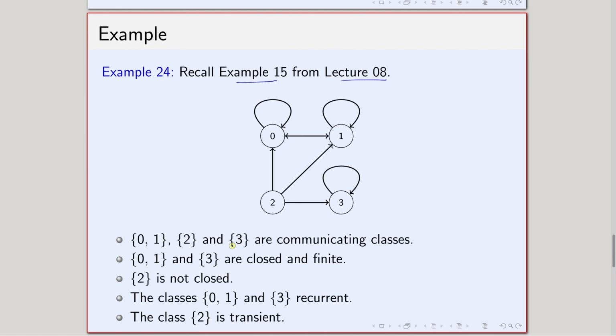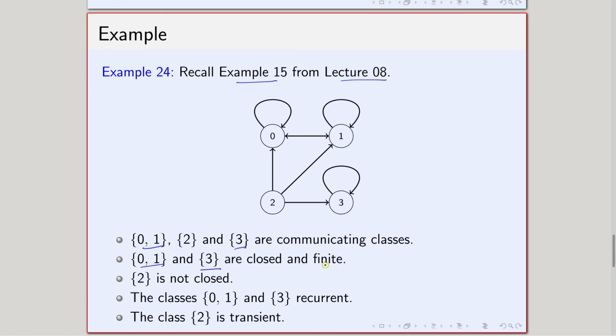So I have 3 communicating classes in this case. The first one consists of 0 and 1, the second one consists of 2 only, and the third one consists of 3 only. In this case, all the communicating classes are finite. We have also pointed out that these two are closed.